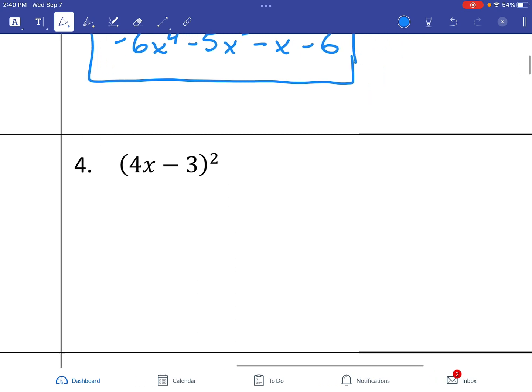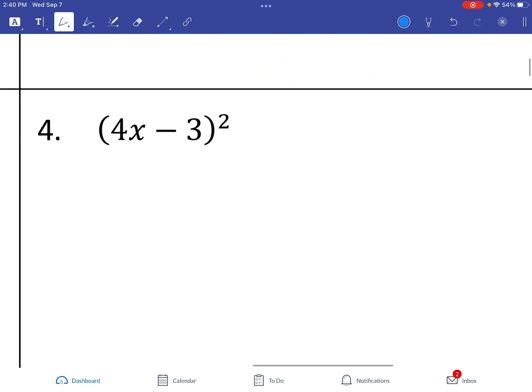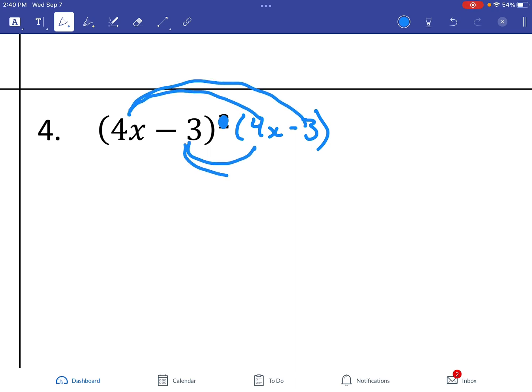Number 4. Here, when we have something that's being squared, we're getting rid of the squared and we're multiplying it by itself. So just rewriting what you have in the parentheses next to it and then multiplying. So 4x times 4x is 16x squared. 4x times negative 3 is negative 12x.